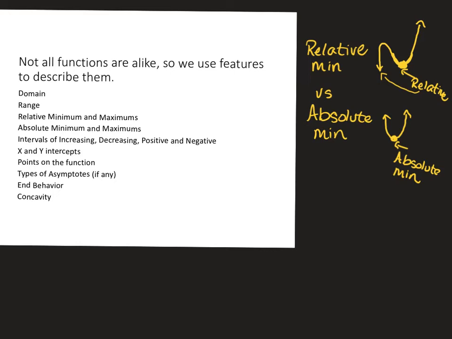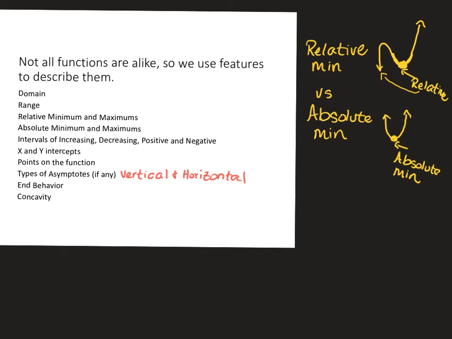Intervals of increasing, decreasing, positive, and negative you should have seen before. Same with x-intercepts and y-intercepts. Points on a function, so defining x and y values on a function. Types of asymptotes. There are two types of asymptotes. There are both vertical and horizontal. End behavior of the function describes the arrows, and then concavity is also a new one.